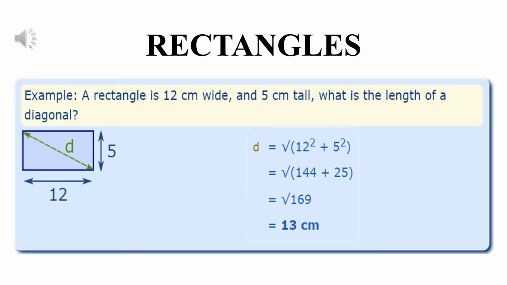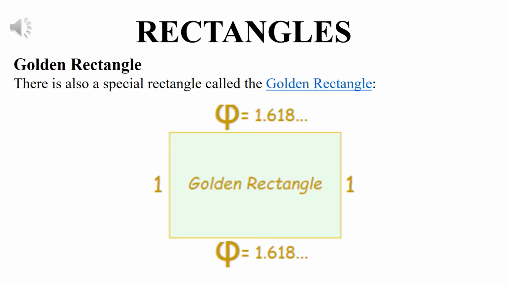Example, a rectangle is 12 cm wide and 5 cm tall. What is the length of a diagonal? D is equal to the square root of 12 squared plus 5 squared, which is equal to the square root of 144 plus 25, which is equal to the square root of 169, which is equal to 13 cm. Golden rectangle. There is also a special rectangle called the golden rectangle.